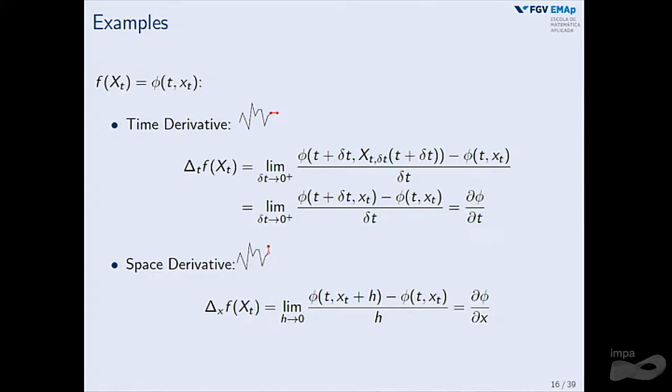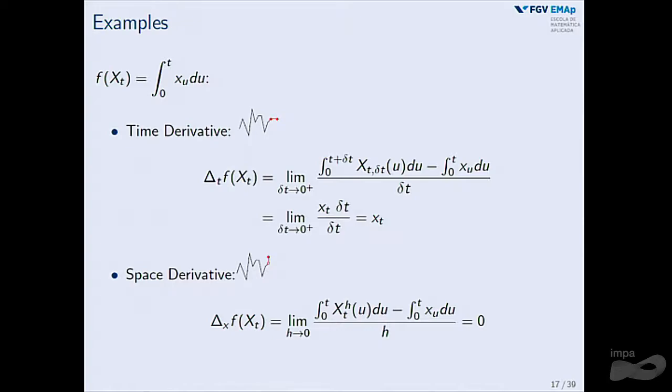And if you do the space derivative, you're not changing the time domain. It's still 0t, but you're changing the last value by h. So you find the usual partial derivative with respect to x of the function, not functional, phi. This is good. We are really extending it to the usual calculus. There is no stochastic framework mentioned yet.